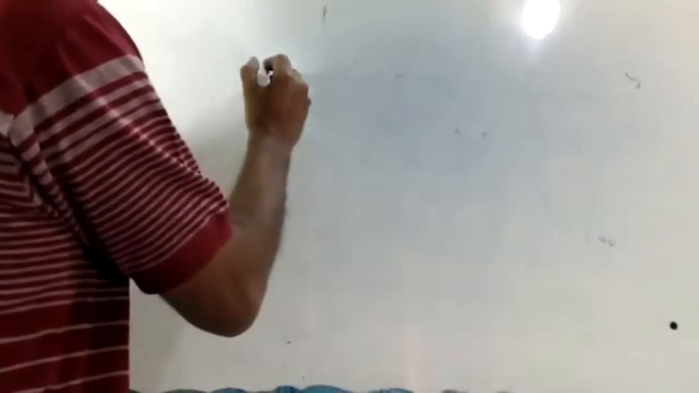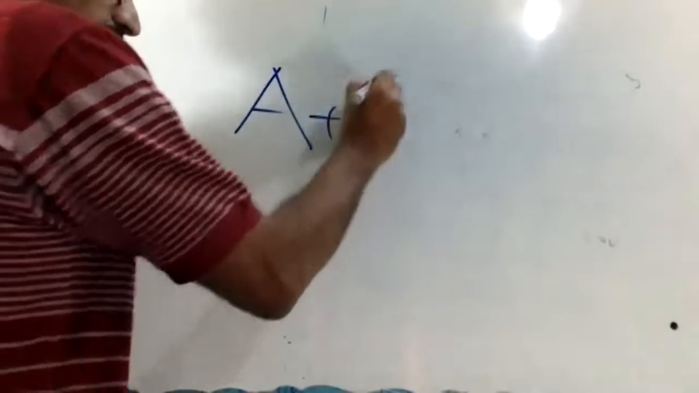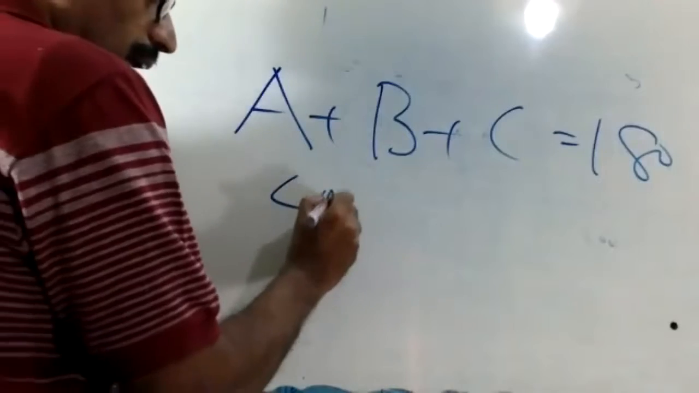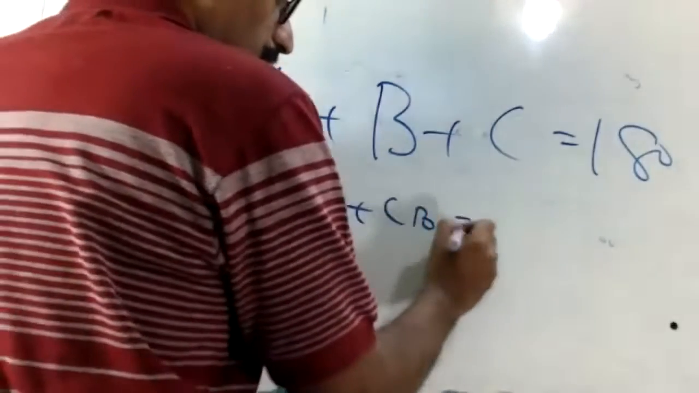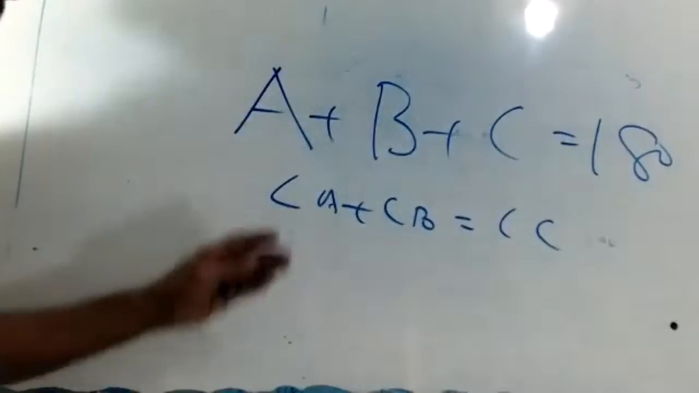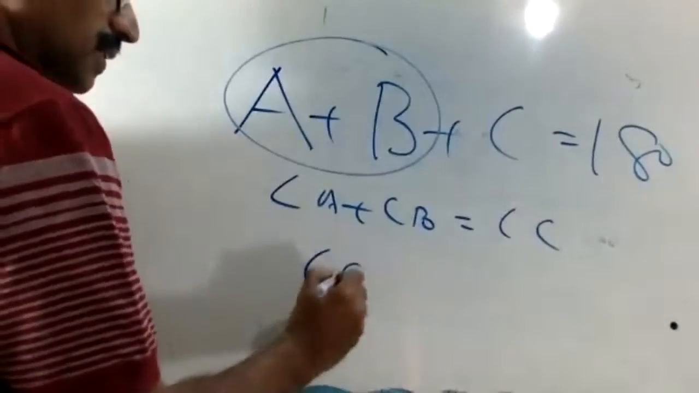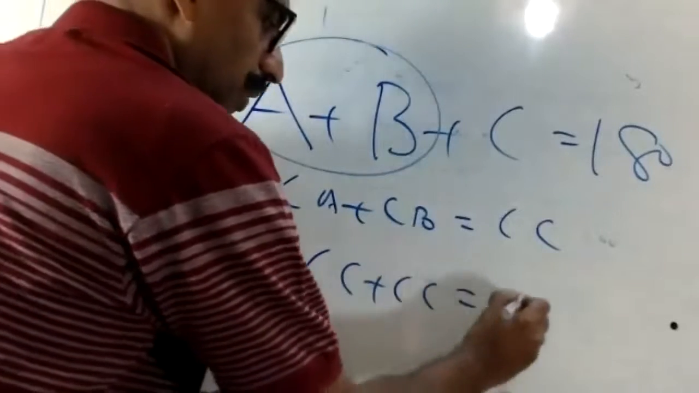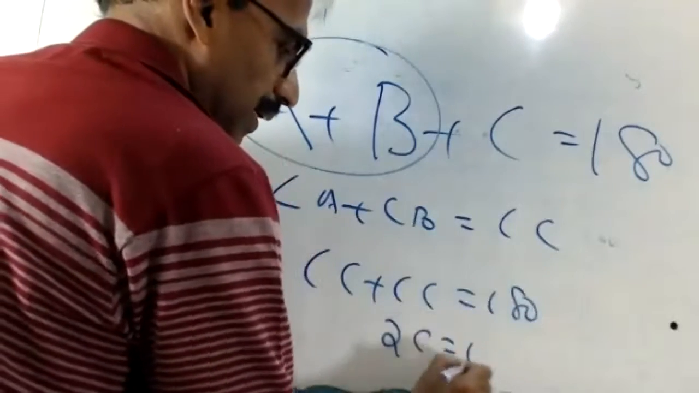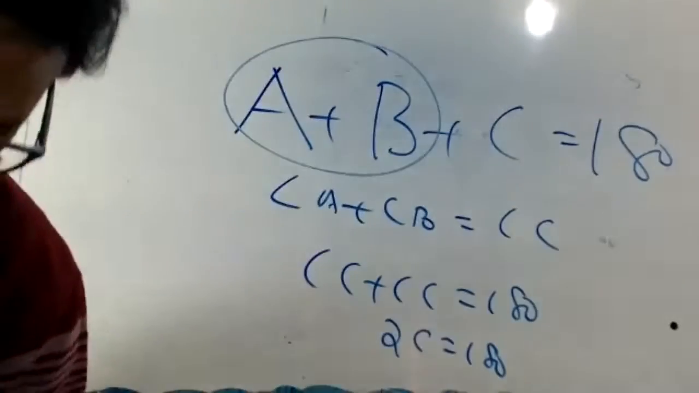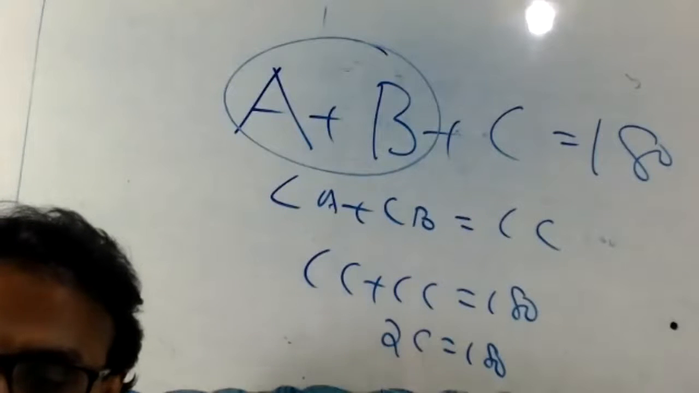Look here. A plus B plus C, 180. Then the sum of two: angle A plus angle B equal to angle C. The sum of two is the third angle. So instead of this, angle C plus angle C equal to 180. 2C is 180. C is what? 90. Good, all good. Okay, this is the answer.